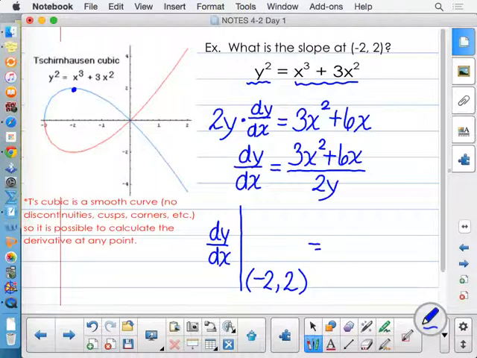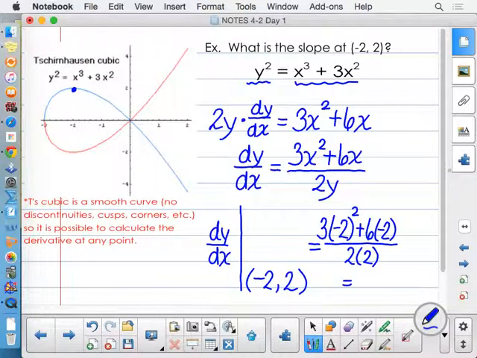The derivative value at that location would be 3 times the quantity -2 squared plus 6 times the quantity -2, all divided by twice the y value. Simplifying that all out, it comes to 0 over 4, or just 0. And it confirms for us that, in fact, the slope at that particular point on that curve is 0.